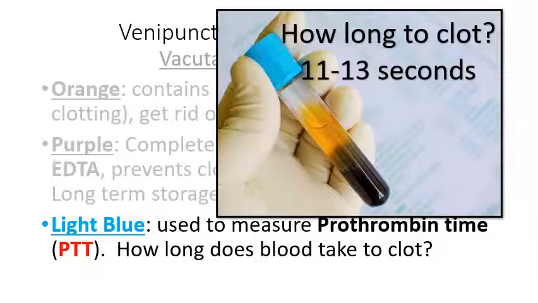So the PTT test, you allow the blood to clot, you measure the amount of time it takes to clot. It usually takes between 11 and 13 seconds. You compare the amount of time that it takes the blood sample that you're testing to clot to a control sample that you know is good blood. And then if it takes too long to clot, or if it clots too quickly, either of those things indicates some kind of a problem.